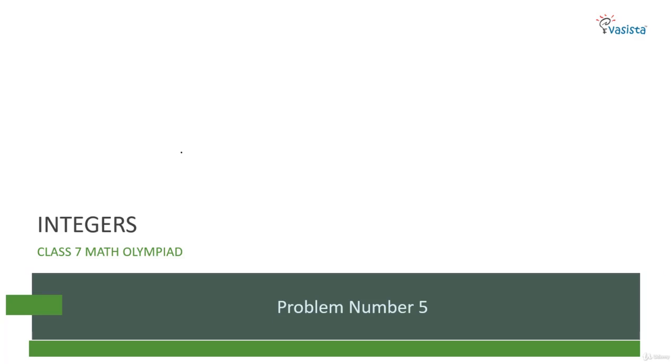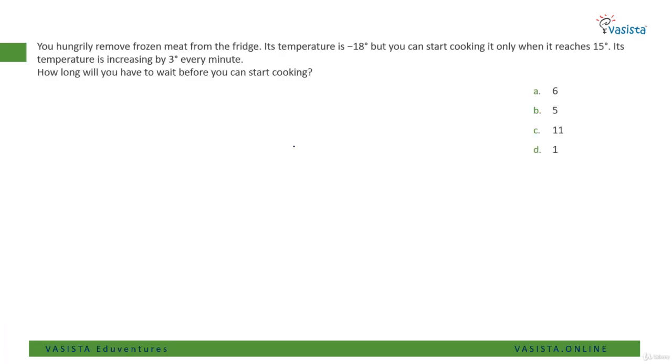Fine, this is problem number 5. Let us go with this. Here, hungrily remove a frozen meat from the fridge. Its temperature is minus 18 degrees, so its temperature is minus 18 degrees centigrade.